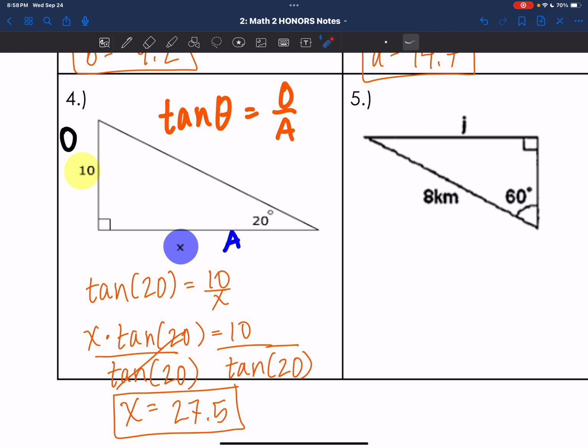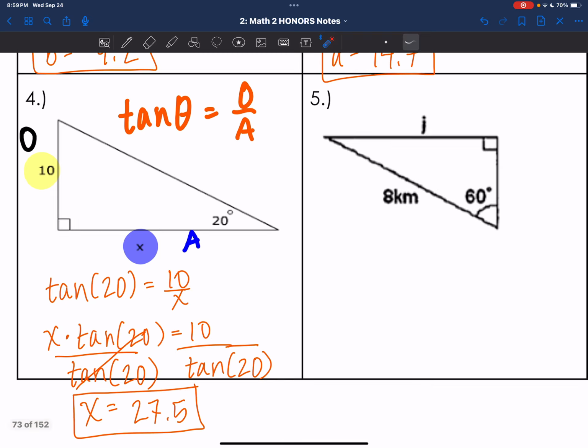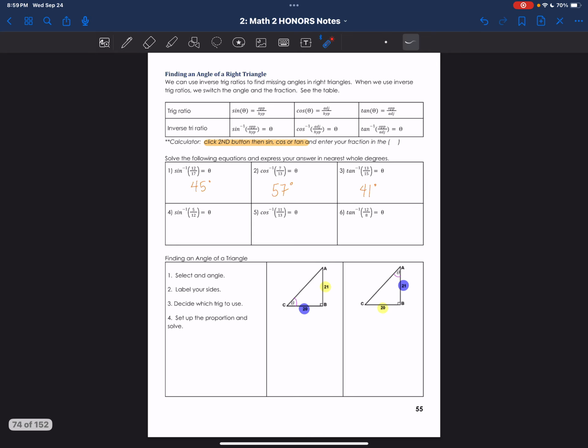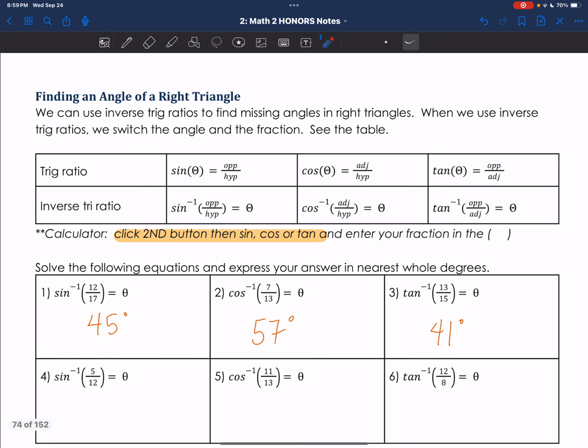That cancels out, and you're left with x equals 10 over this. When you put it into the calculator, you get that. All right, I want you guys to try those. And then now we need to find the missing angle.